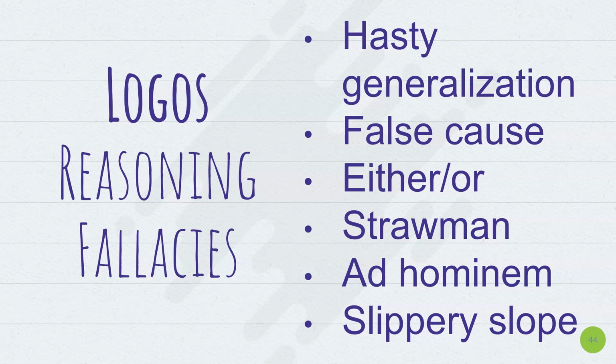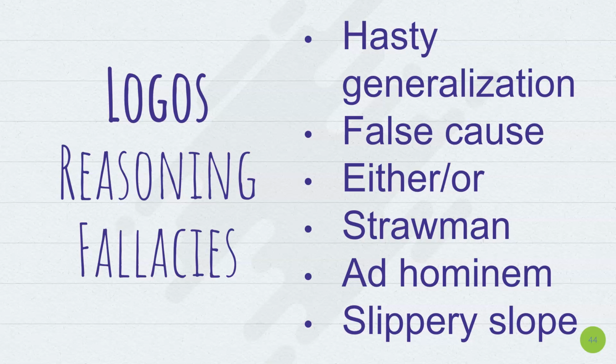Hasty generalization is when a claim is either not supported with evidence, or you only have one weak example. A false cause is, if you say, John smoked cigarettes and dropped out of high school. Well, it's unlikely that smoking cigarettes caused him to drop out of high school. That's a false cause.